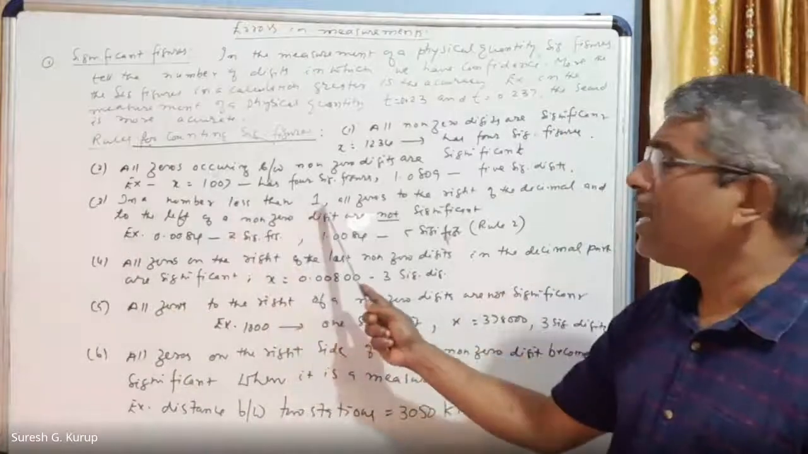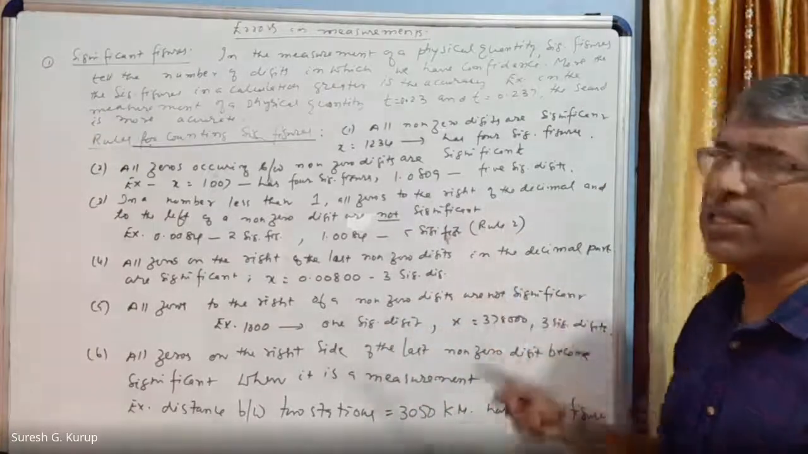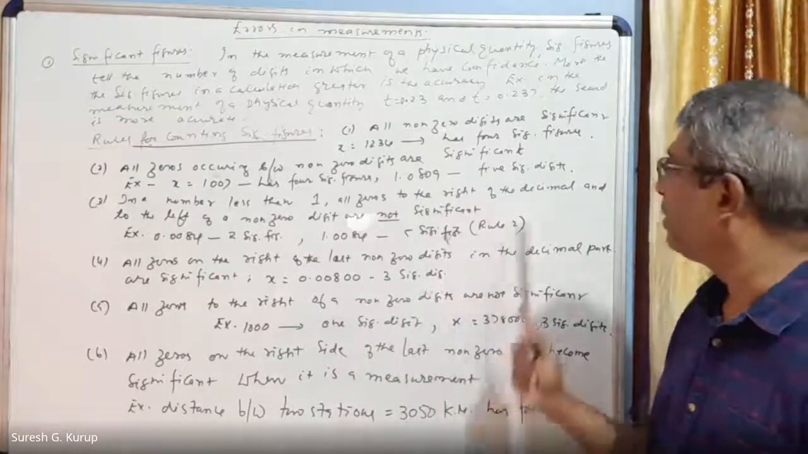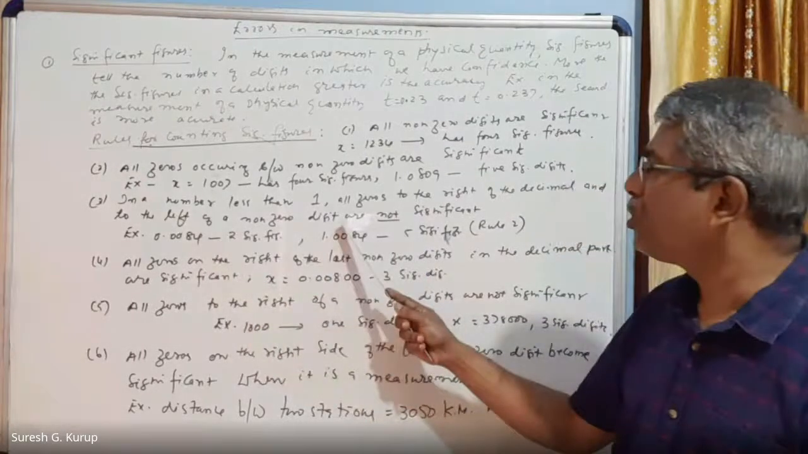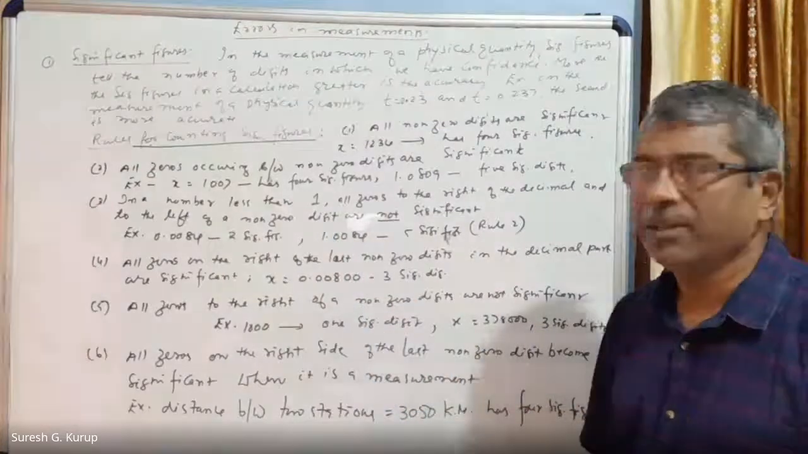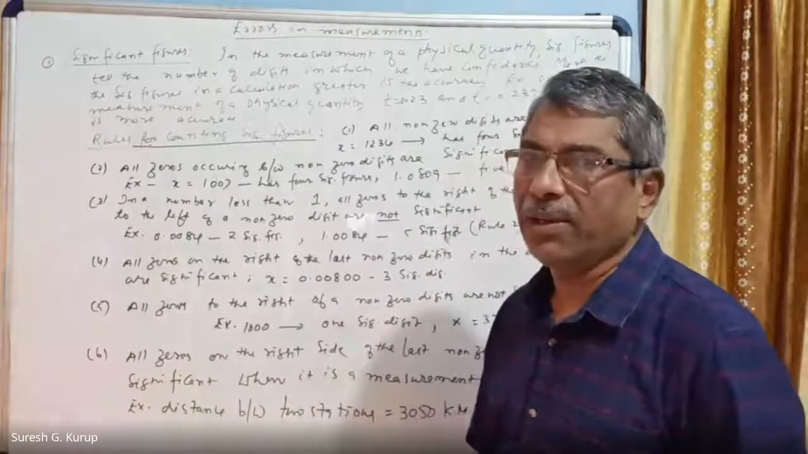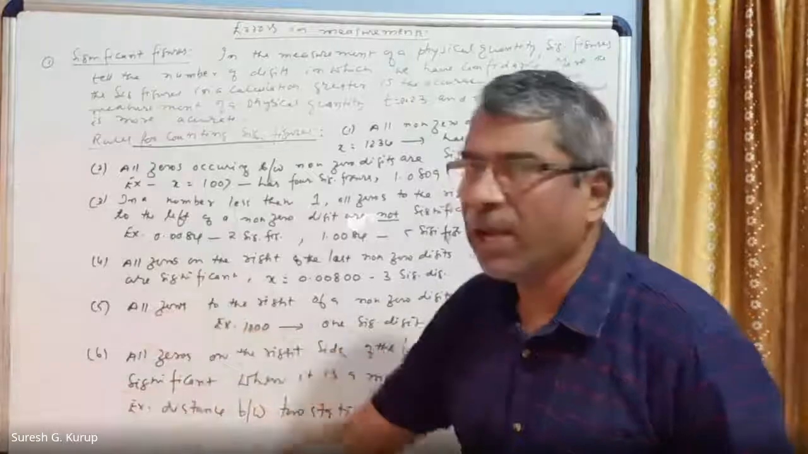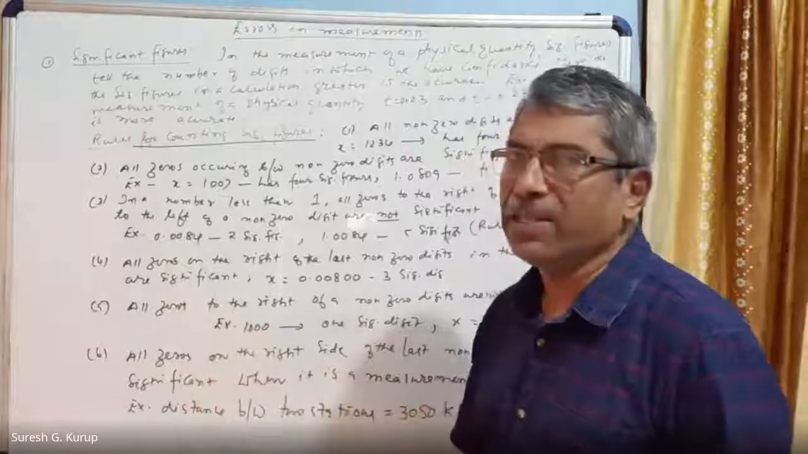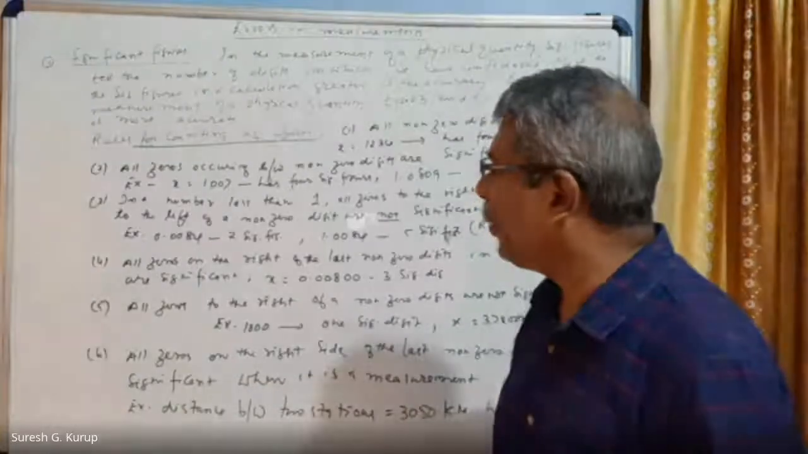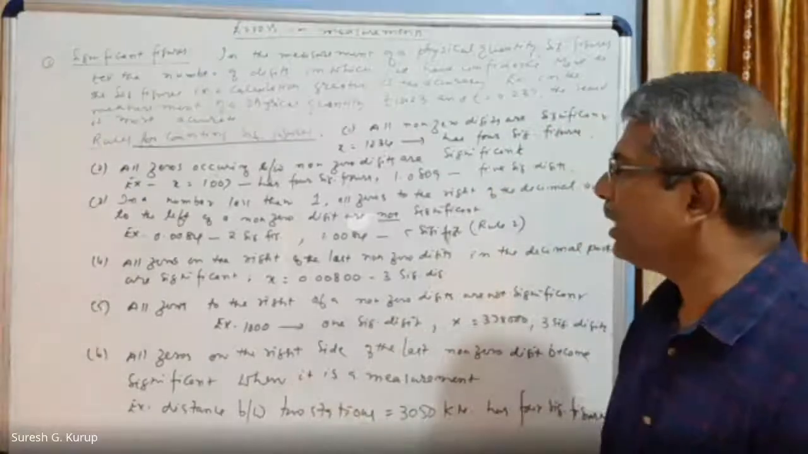In a number less than 1, not 1, meaning a decimal number, all zeros to the right of the decimal and to the left of the non-zero digit are not significant. Very important rule, right? This is the decimal, and these two zeros are right of the decimal, while they are left of the non-zero digits. All zeros to the right of the decimal and left of the non-zero digits cannot be taken as significant. They are not significant figures, right?